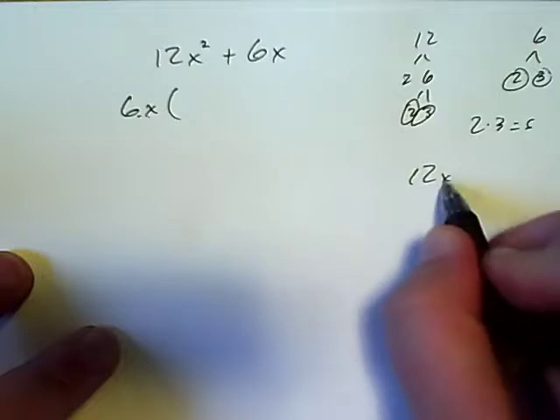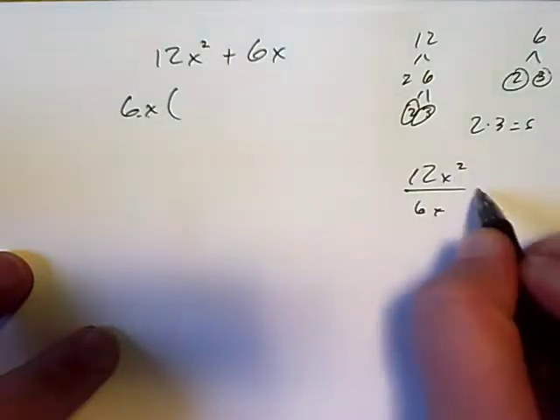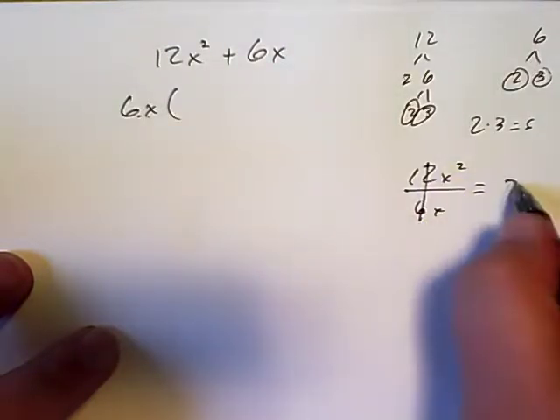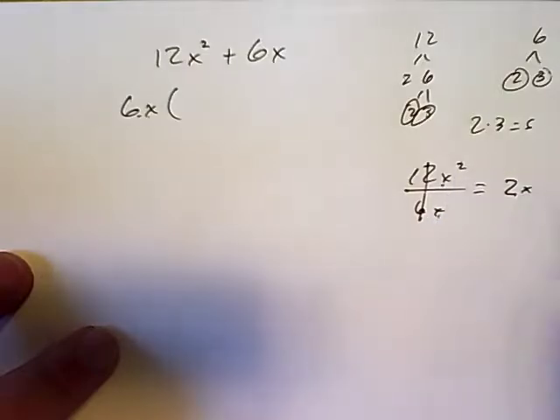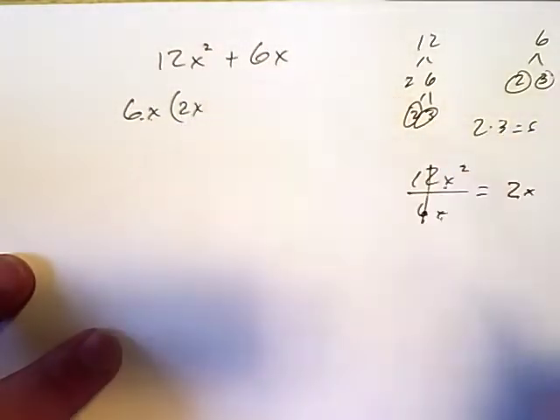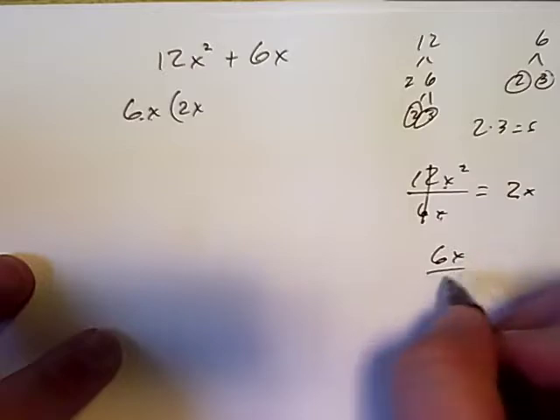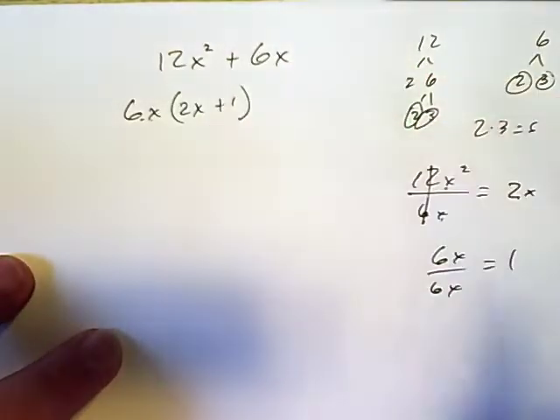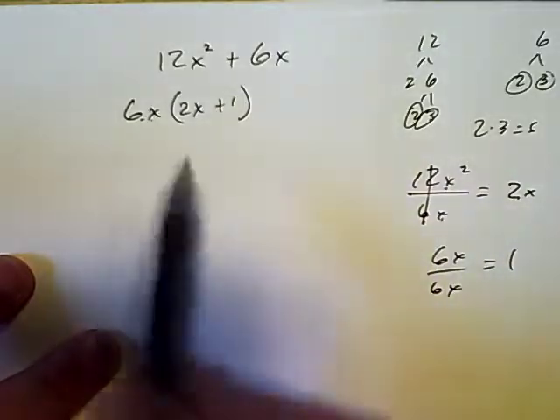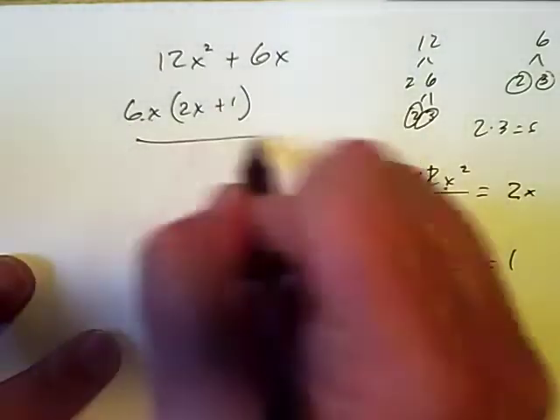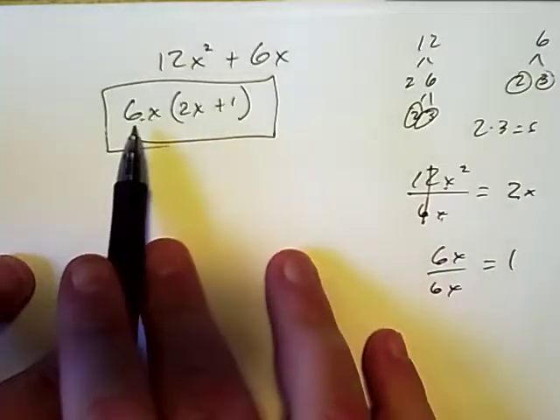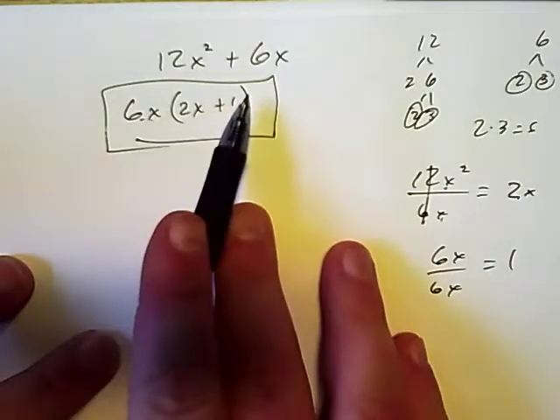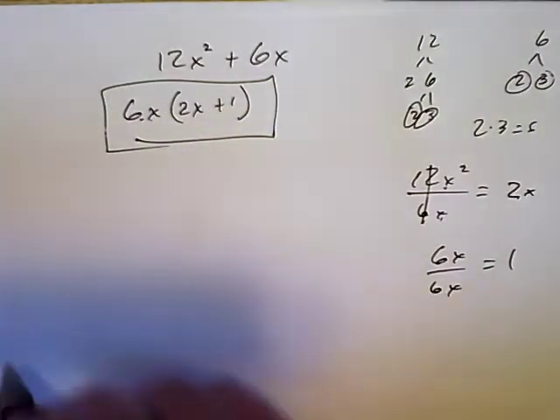The smallest exponent, I want to bring that out. So then I look off to the side. 12x squared divided by 6x. Well, 12 divided by 6 is 2. X squared divided by x is x. So then I'm left with a 2x. Now 6x divided by 6x is 1. So I get a positive 1. So then I'd be done. There's nothing more I need to do with this. Now look, doesn't this look like you're about to distribute? Then that means you're doing it right.